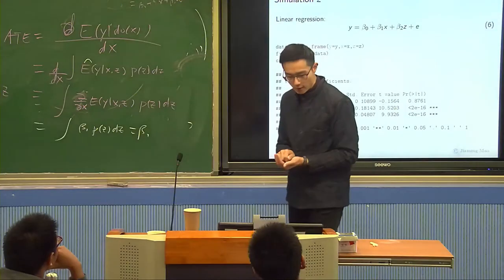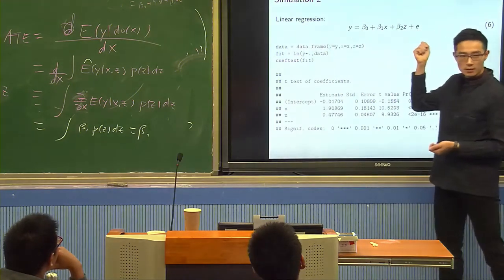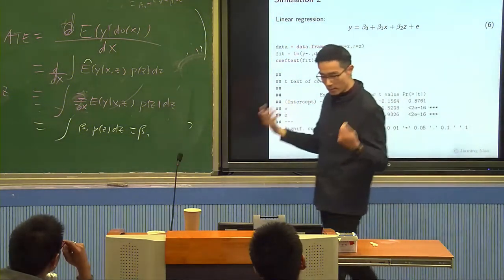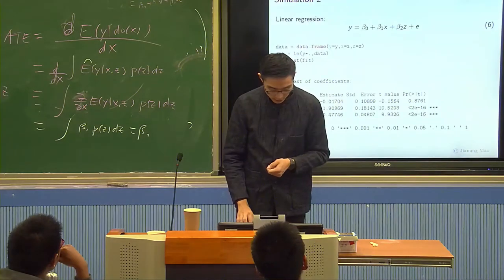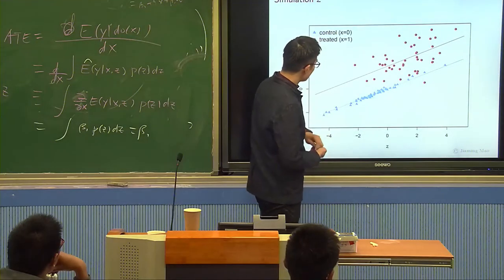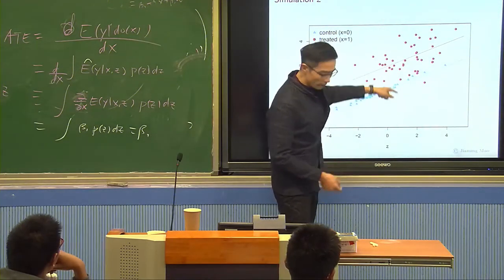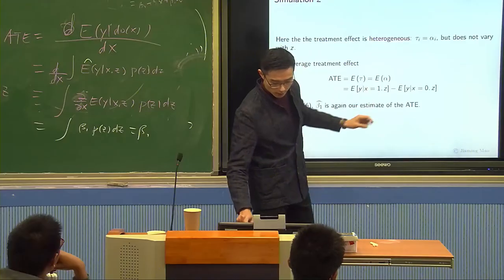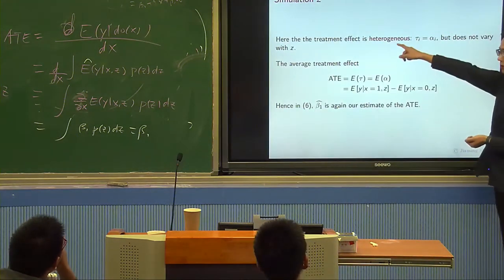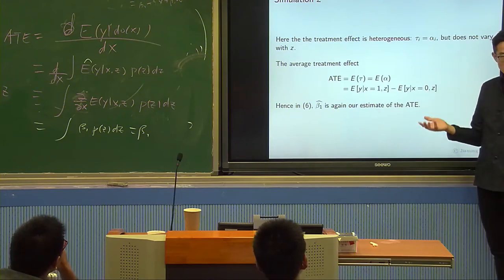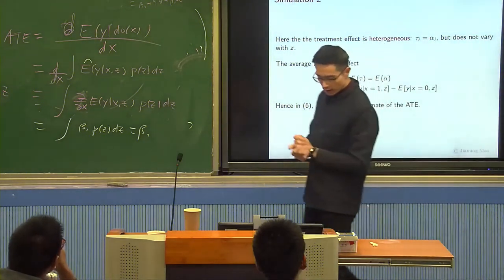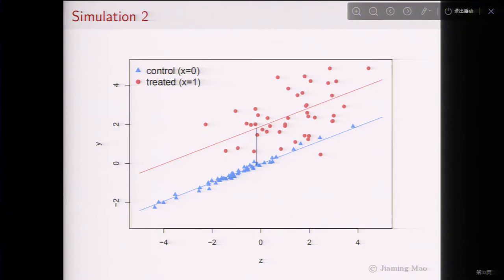Well, it's pretty easy. It turns out in this case you can still run the same exact regression. And the beta 1 will tell you the average treatment effect, because beta 1 is the mean, right? It's the average of the derivative of y with respect to x. So the result is still accurate. We just run a linear regression like this, and the difference is the average treatment effect. Now, in this case, we say the treatment effect is heterogeneous, because in the population, everybody has a different causal effect. However, it does not vary with z, and the average treatment effect, we can still get it out using the basic linear regression strategy, which is this, okay?